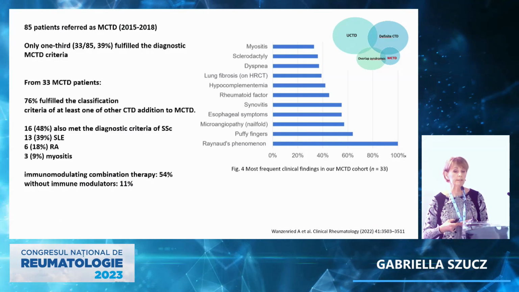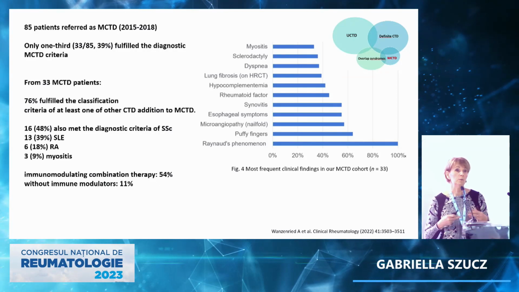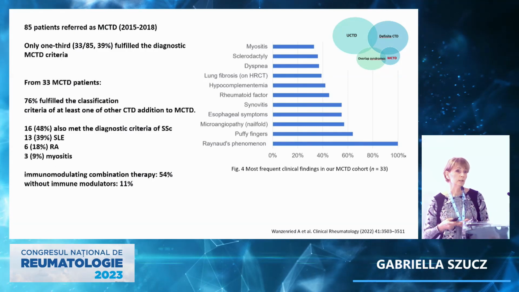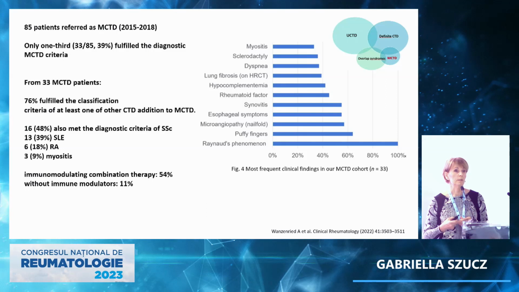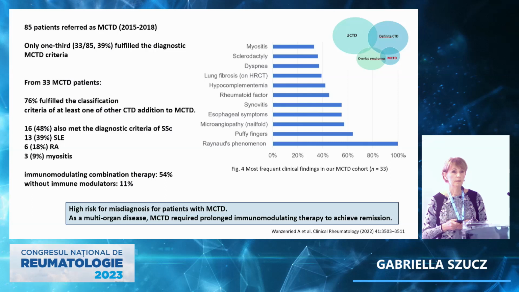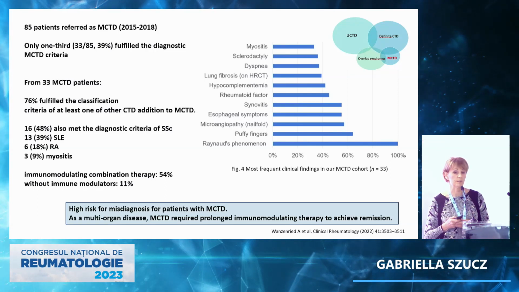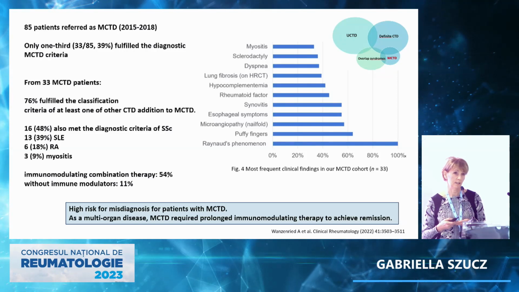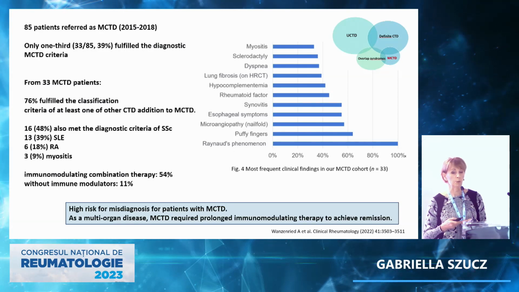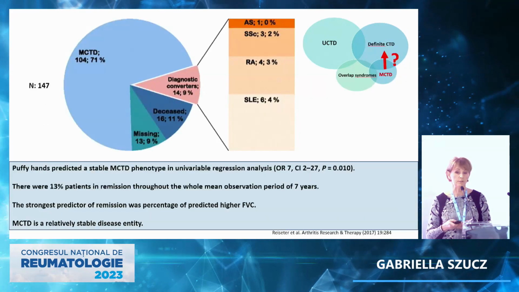And immunomodulation was required in more or less half of the patients, and only 11% did not receive immunomodulation. So we have to say that we face a high risk of misdiagnosis for patients with MCTD. As a multi-organ disease, MCTD requires prolonged immunomodulatory therapy to achieve remission.